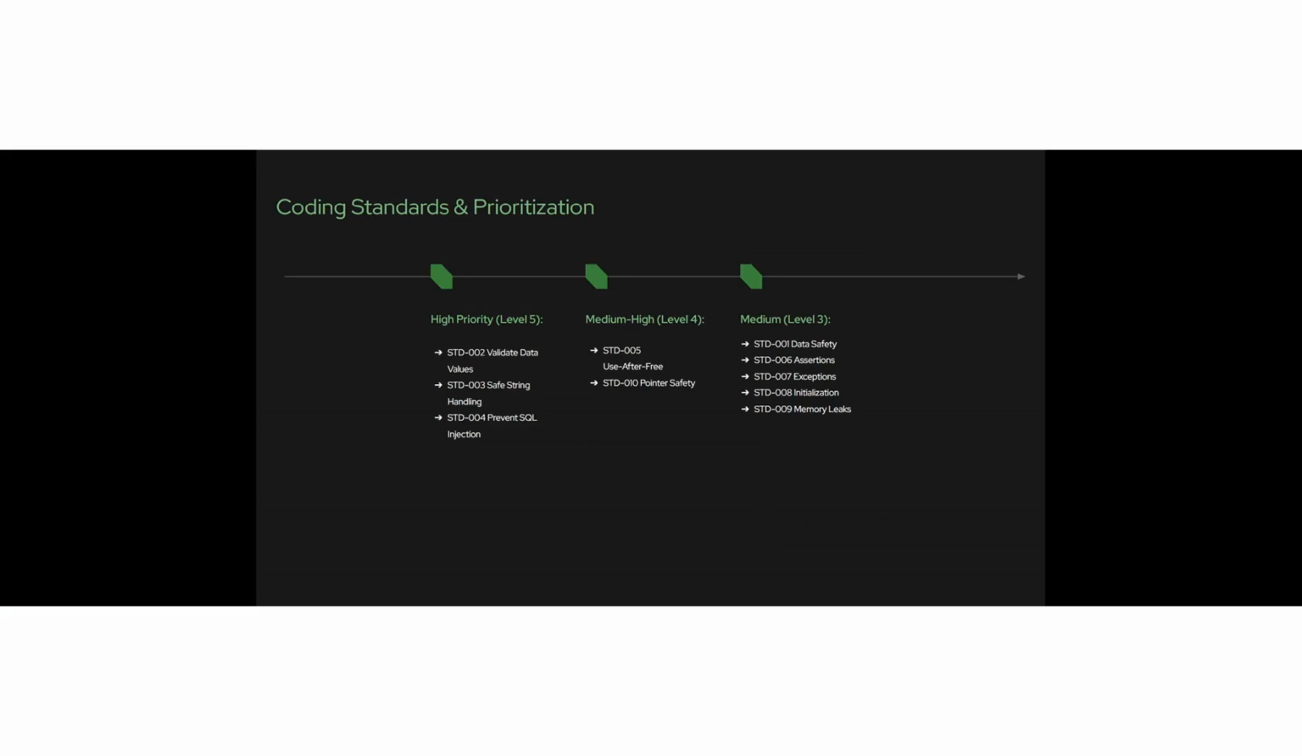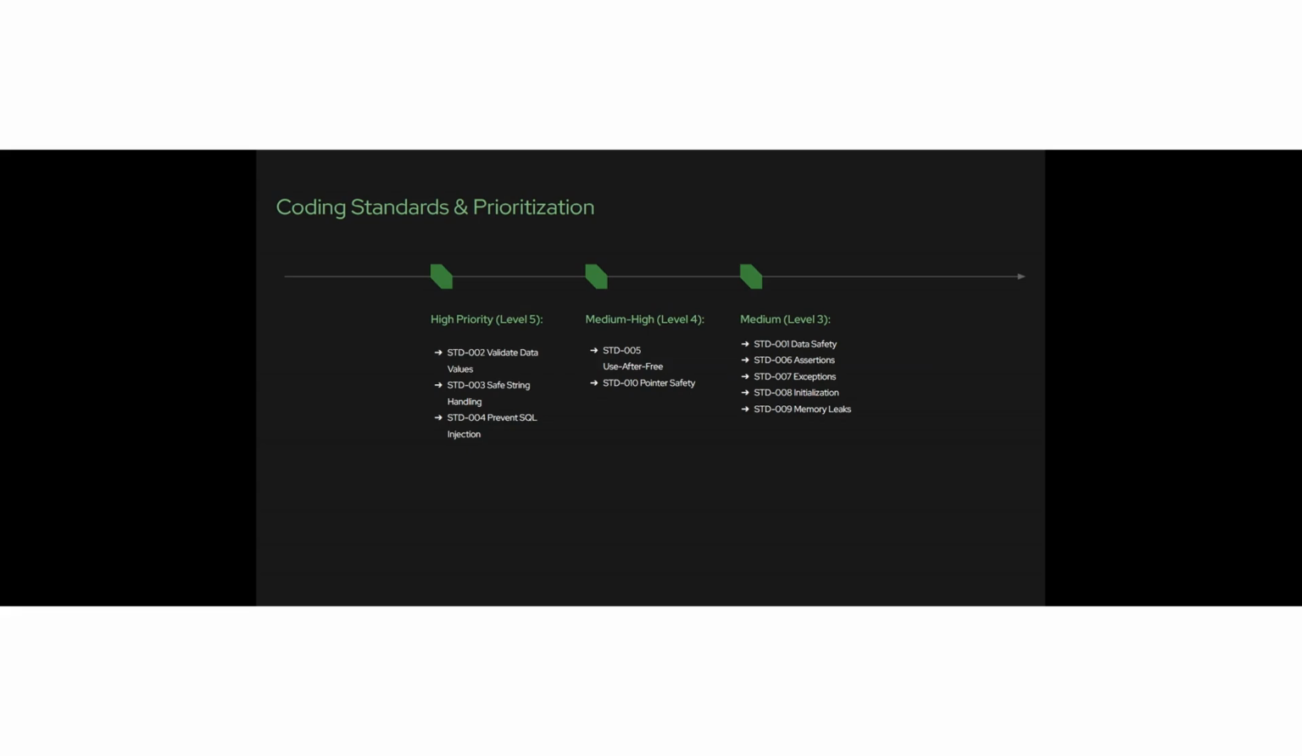These coding standards are prioritized based on risk level, which includes severity, likelihood, and overall impact. High priority issues include validating input data, safe string handling, and preventing SQL injection, because they can directly lead to data breaches or system compromise. Medium risks focus on memory safety issues, such as use after free and pointer misuse, which can cause crashes or unpredictable behavior.